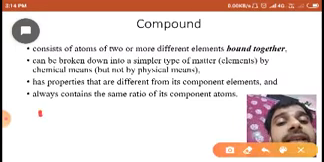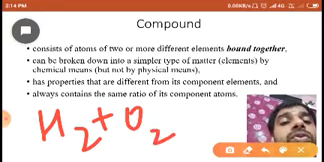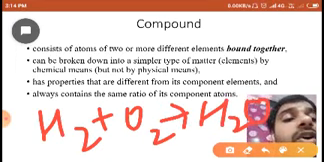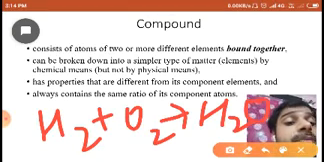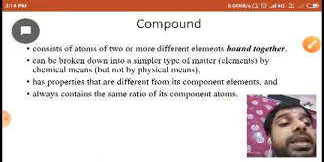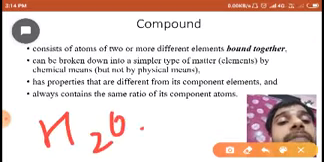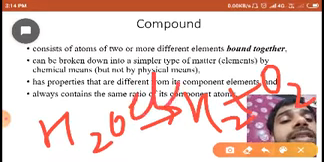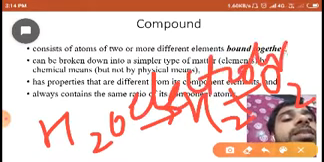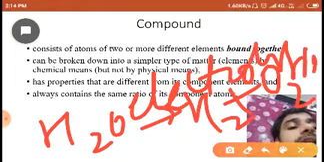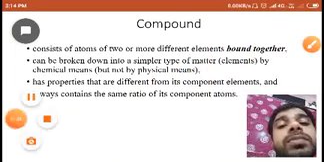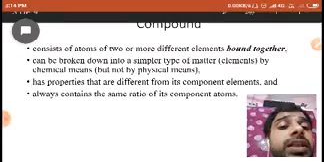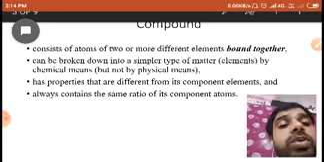Yes, if I write the second example, H2 plus O2, it will form H2O, and this H2O cannot be broken down by physical means, it can be broken down by chemical means. Electrolysis is a method by which H2O can be broken down into its simple forms, hydrogen and oxygen. Yes, a compound has properties that are different from its component elements.